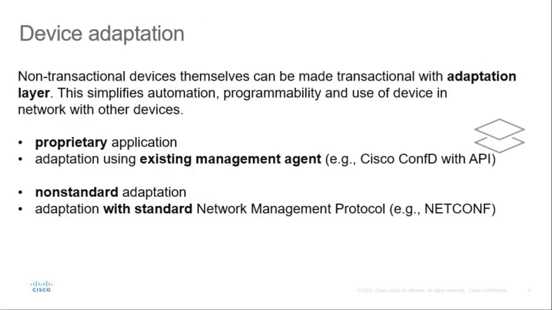As we have learned, transactional devices have an advantage. For this reason, it's very often worth adapting a non-transactional device by adding a transactionality layer, especially when such a device performs well. This enables automation and programmability and simplifies using the device in a network with other devices. There may be different approaches to implement a transactional adaptation layer. One approach is to create a proprietary application. This application can communicate with the device, or it can even be wired into the device source code.